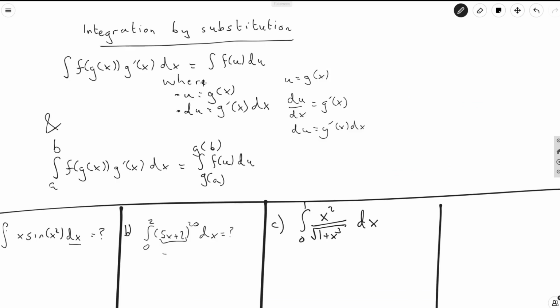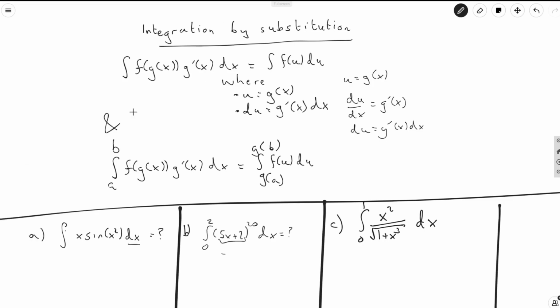In this video we'll be going over integration by substitution. This was briefly mentioned in the integration rules video, however we're going to be going into much more detail here and going over some examples. In case you haven't seen that video, I've rewritten out the formula up here.